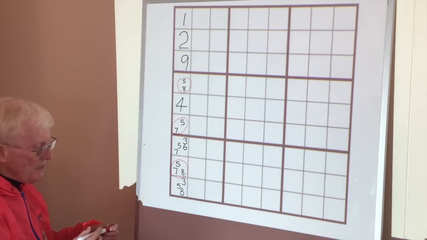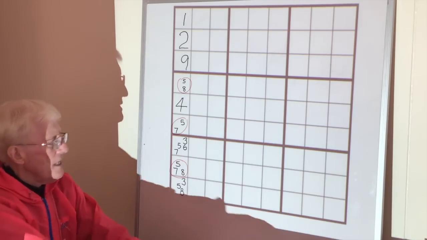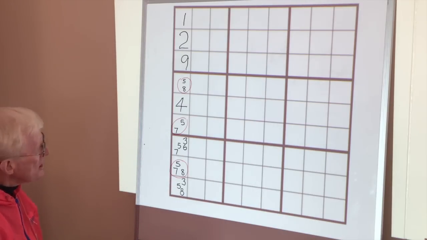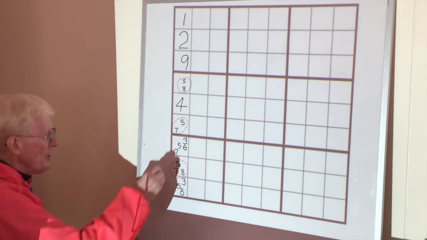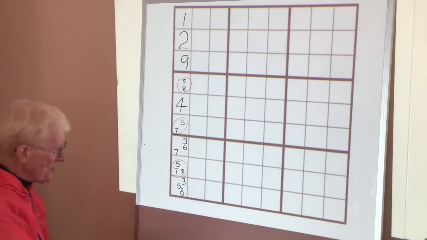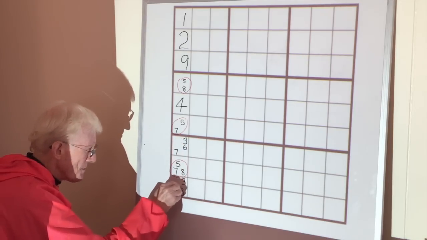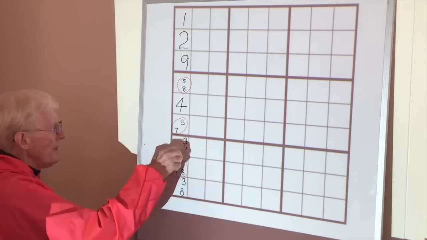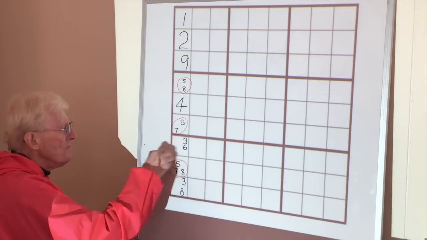Now we can get rid of any 5, 7 or 8 in that column that is not part of the triplet. Well, let's take the 5s first. Here's one that's not part of the triplet. We can get rid of that one. And here's one that's not part of the triplet. We can get rid of that one. Okay, now we have 5, 7 and 8. What about the 7s? Here's a 7. We can get rid of this one. It's not part of the triplet, so that can go.